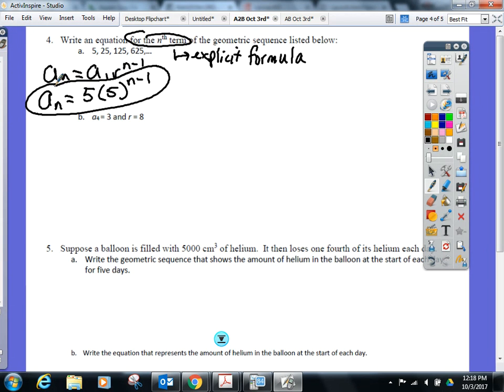If I asked a part B and said, find the 100th term, what would you do from here? Plug in 100 for n if you wanted to find the 100th term using your equation. All right, a little bit different here.